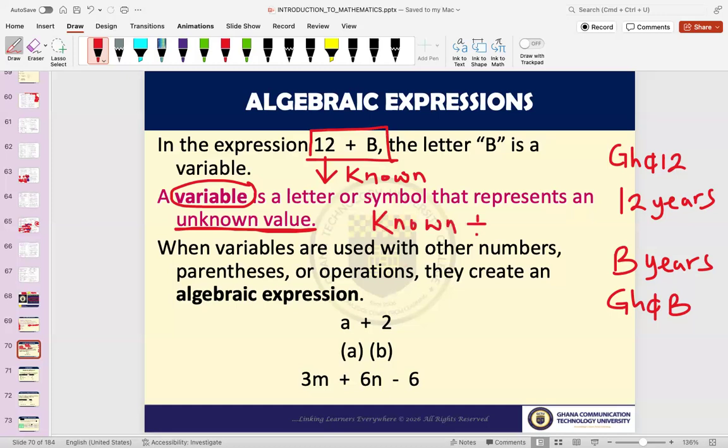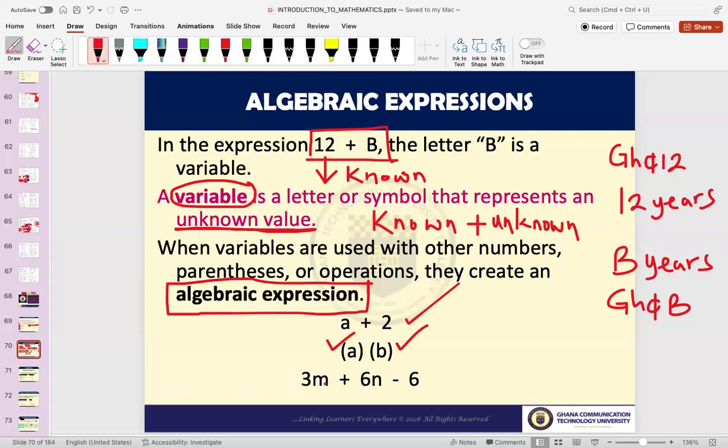But the one that you don't know is what we call the variable. When you put such expressions together, we call them an algebraic expression: putting together quantities that you know and quantities that you do not know. So you could see expressions like this: a plus 2. I have an unknown and a known. So this is an algebraic expression. I have a times b.